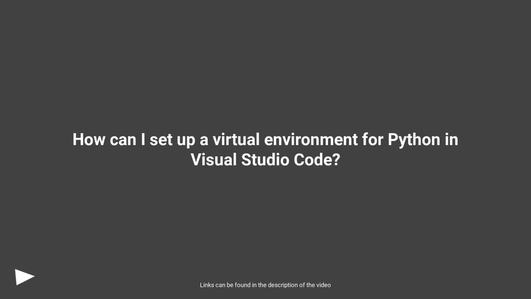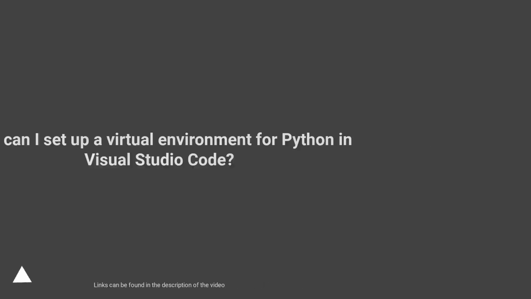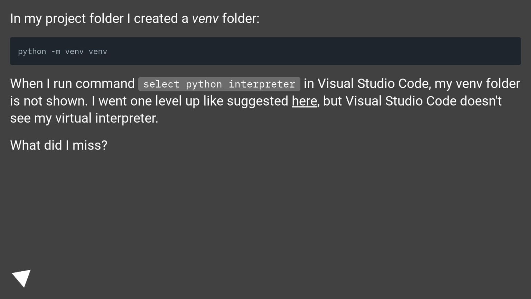How can I set up a virtual environment for Python in Visual Studio Code? In my project folder I created a venv folder. When I run the command Select Python Interpreter in Visual Studio Code, my venv folder is not shown. I went one level up like suggested here, but Visual Studio Code doesn't see my virtual interpreter. What did I miss?